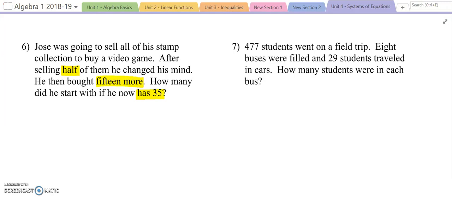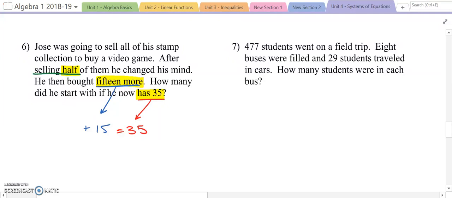Here we go. Jose is going to sell half of what he had and then buy 15 more, and he ends up with 35. I see something that says equals 35 to start. The 15 more part tells you that you need to have a plus 15. And the idea of half, and you're selling them, that's going to be a negative something over 2. Since you don't know what it is, that's where you put your x. Solve it. Easy.